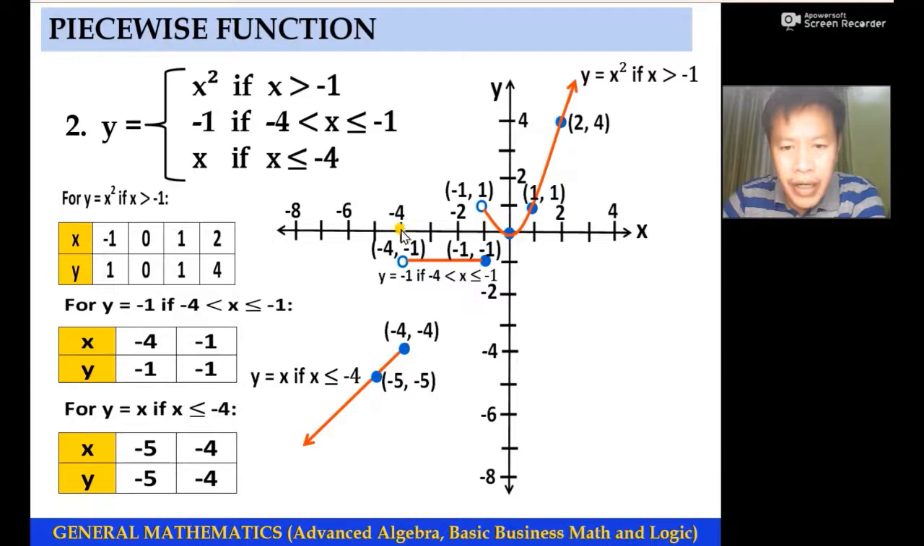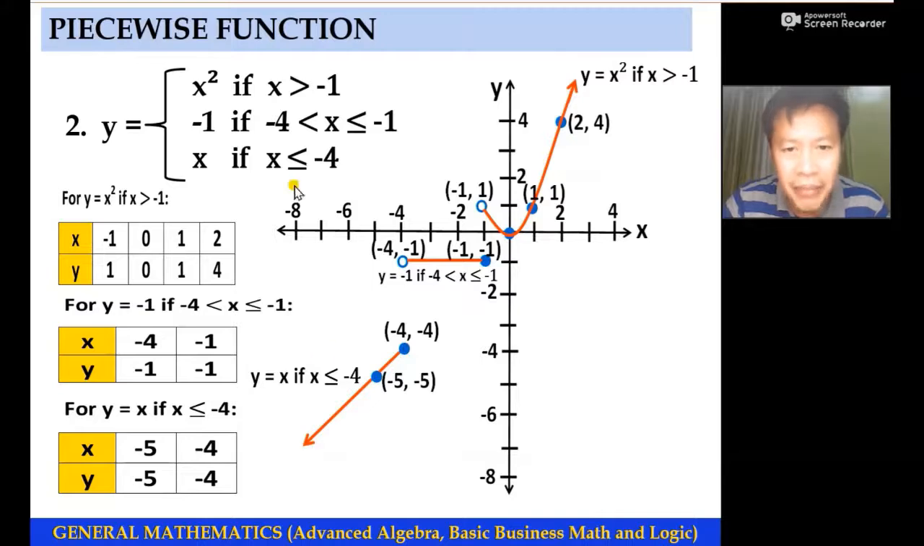1, 2, 3, 4. Then 1, 2, 3, 4. Take note, this is a part of the domain. Negative 4 is a part of the domain because you have the equal sign there. Therefore, you're going to have the solid circle here. And all of the points here must be solid circles because all of the points here are part of the set of points of this particular subfunction wherein y is equal to x if x is less than or equal to negative 4. But we need only 2 points to sketch the graph of any line.